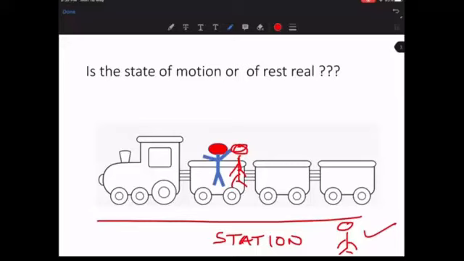Is this state of motion or state of rest real? It all depends on the observer. It all depends on who is observing you. When your friend who is sitting right next to you in the train is observing you, you're not moving. But when a person who's standing on a platform observes you, he will feel that you are in motion. So it doesn't matter whether you are at rest or in motion. It all depends on who the observer is. What is the reference?